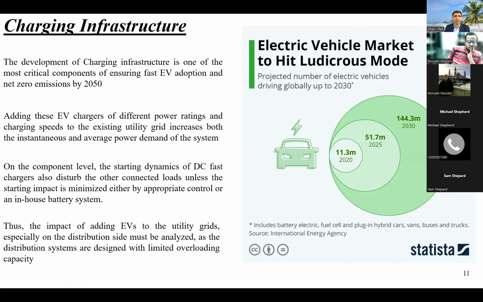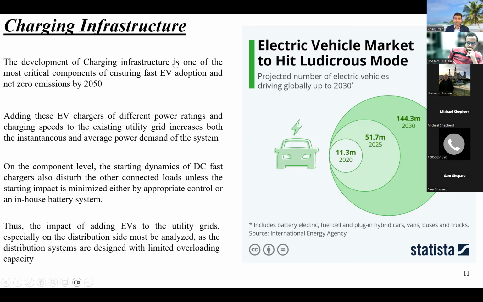All right, charging infrastructure. The electric EV market is rising. In 2020, we had only 11.3 million EVs. Now, by 2025, check the rate: it will be 5 times more in 2025, and then 3 times more in 2030. So the rate at which EVs are coming into the market is also a concern for our electric grid.